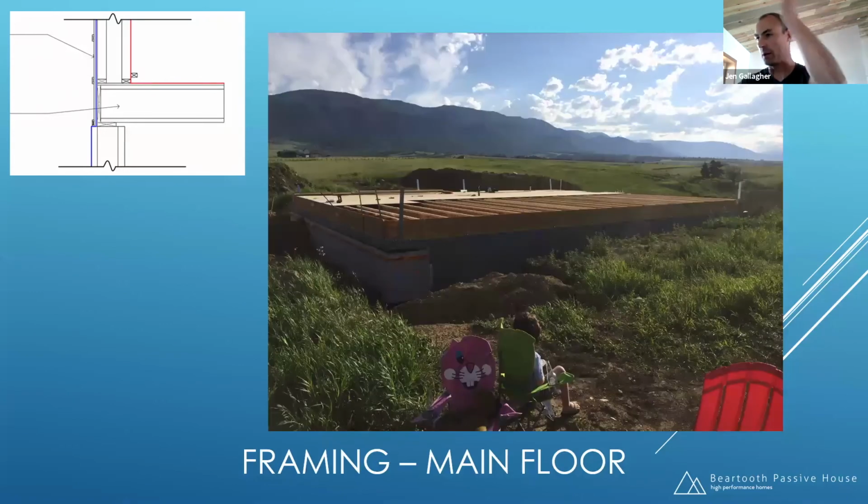Okay. Main floor framing, like I said, easy. Put trusses on top of the stem wall and put subfloor on top of it. So that was pretty easy.